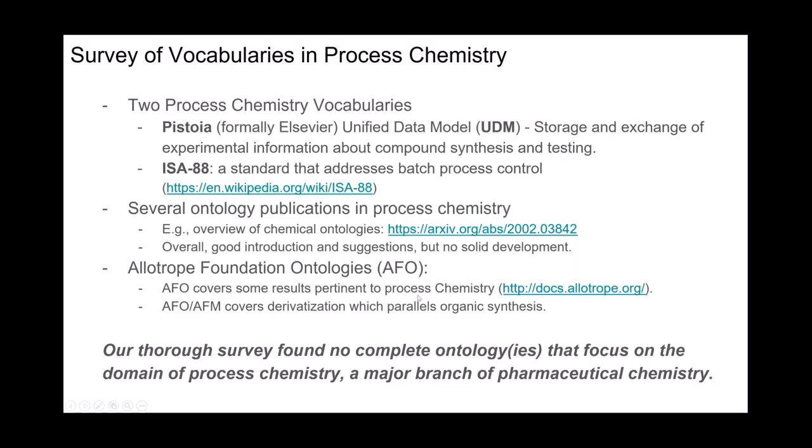Allotrope Foundation Ontology, so AFO. So AFO covers some results pertinent to process chemistry, and it covers derivation, which parallels organic synthesis. However, it's not focused on process chemistry, and it's not systematic there. And the vocabularies are not ontology. So, and then if we look for the publications, we see some overall publications.